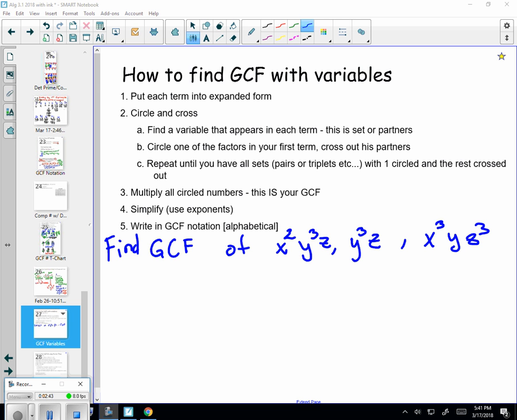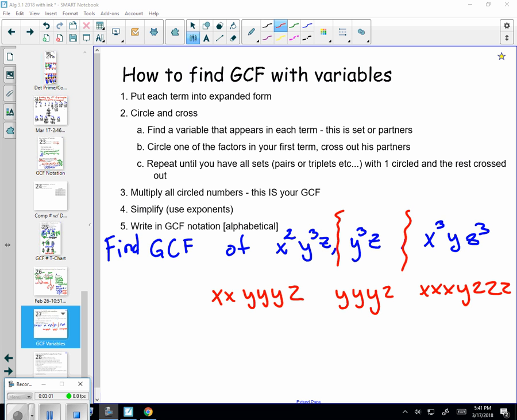Try answering this question. Find the GCF of x squared y cubed z, y cubed z, and x cubed y z cubed. There are three terms here. Pause your video, find the expanded form. Yours should look like mine. Step 2, circle and cross. Pause your video and do your circle and cross.